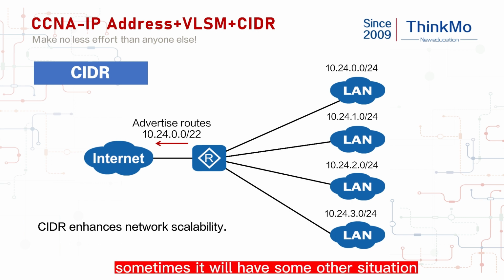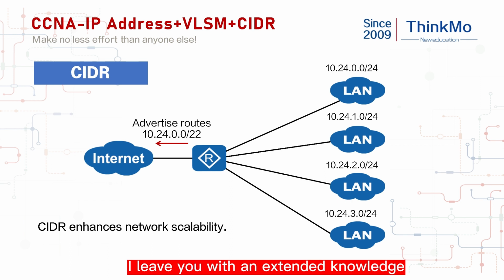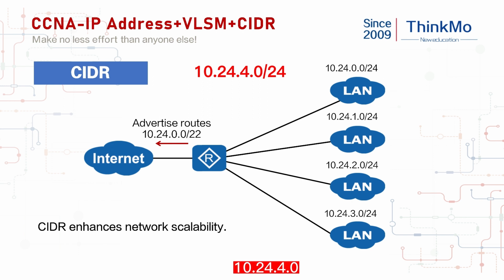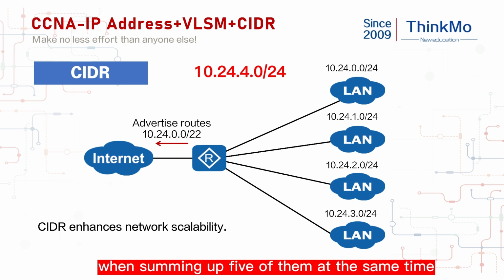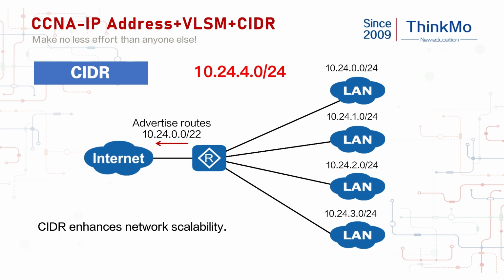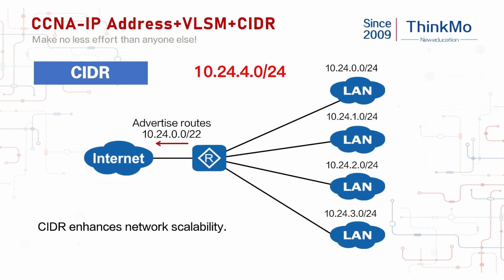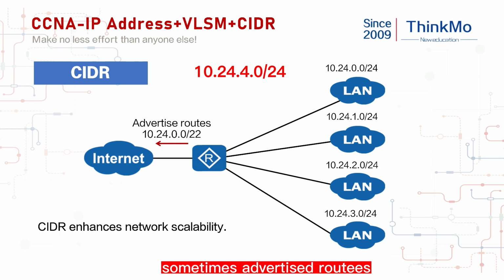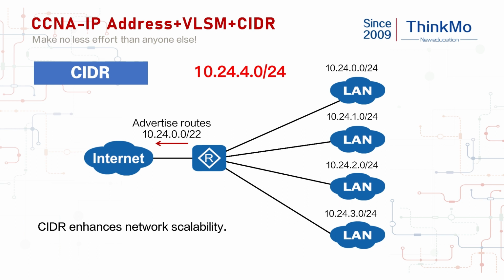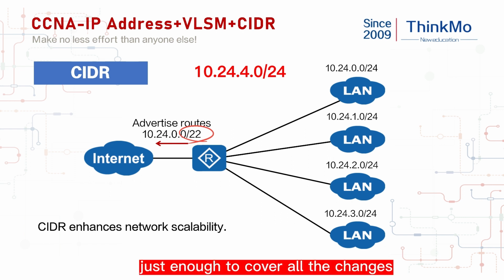Sometimes there will be some other situations. I leave you with some extended knowledge, but it doesn't matter. For example, now add a network segment 10.24.4.0 with a 24-bit mask. You will find that when summing up 5 of them at the same time, some problems will arise. You will find that a large network segment is counted, but this network segment will cover more. For example, it will cover 5.0, 6.0 and 7.0. Sometimes advertised routes are not so rigorous. A 22-bit mask is just enough to cover all the changes.